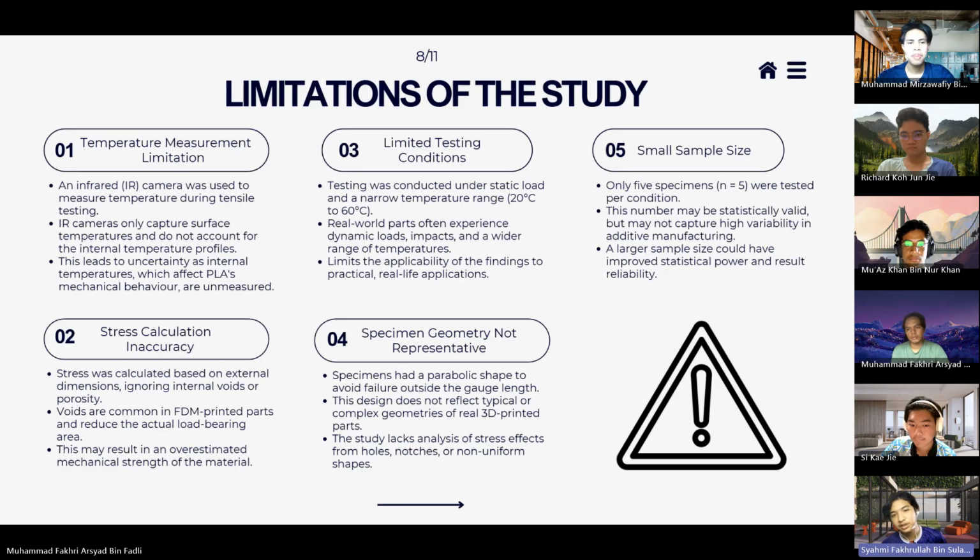Lastly, the small sample size of the study. Only 5 specimens were tested per condition. This number may be statistically valid, but may not capture the high variability in additive manufacturing. However, this can be solved by using a larger sample size, which can improve the statistical power and also the result reliability.